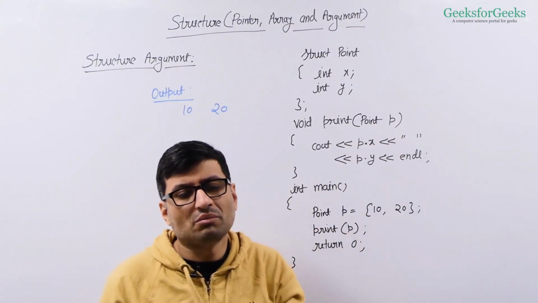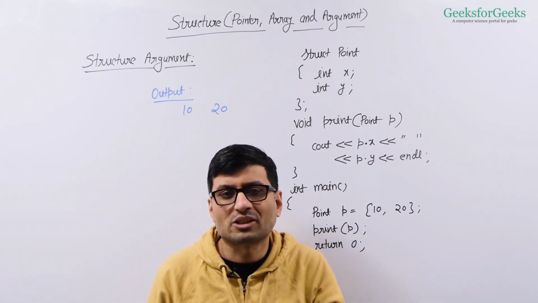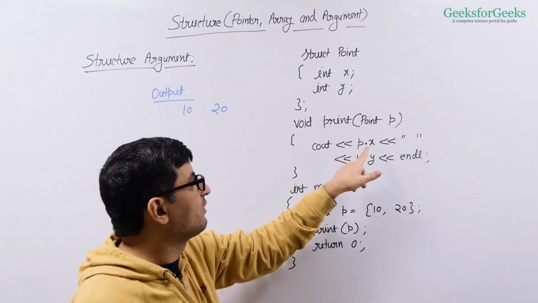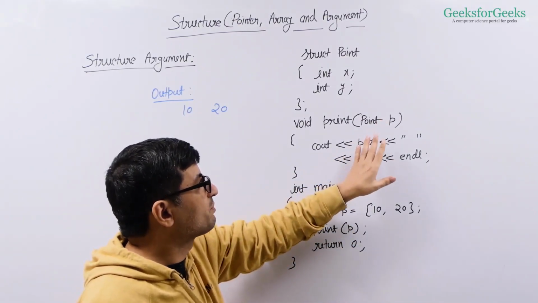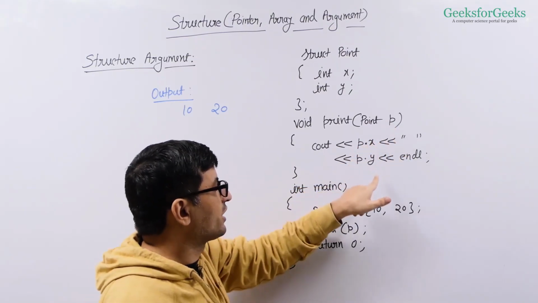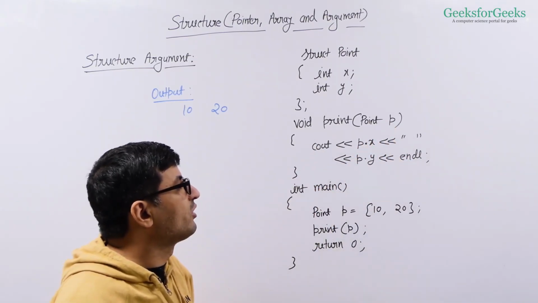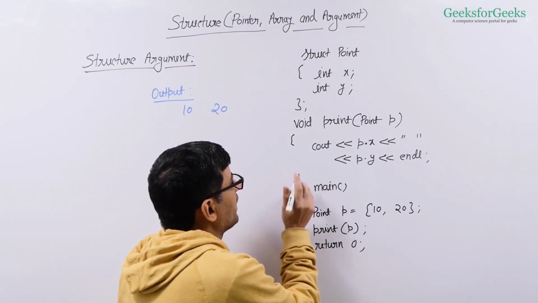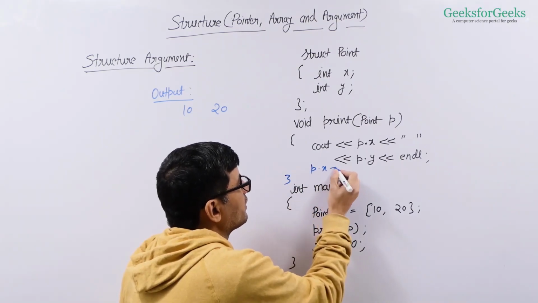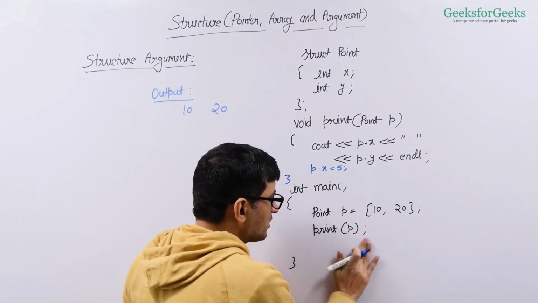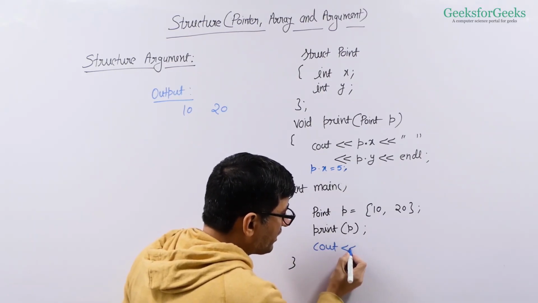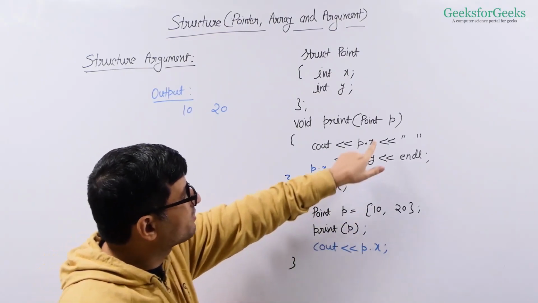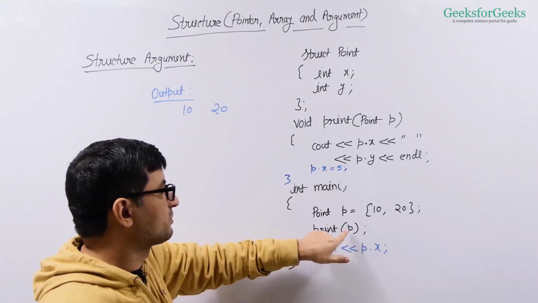Like normal variables, by default, arguments are passed by value in C and C++. So this is a copy of this point, and when you print p.x and p.y, this prints this p's x and y, right? And if you make any change to p.x and p.y there, these changes would not reflect here. For example, if I make p.x equal to 5, and if I print here cout p.x, I will get 10 only, because this p is a different variable and this p is a different variable. This just contains a copy of this p.